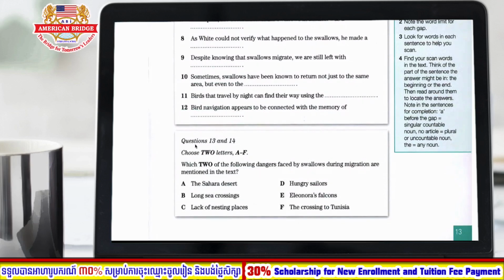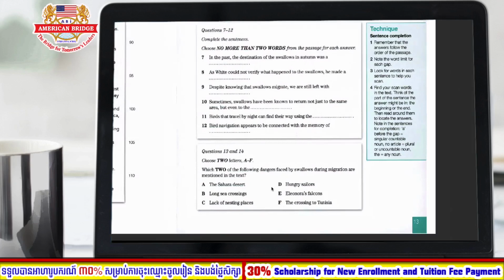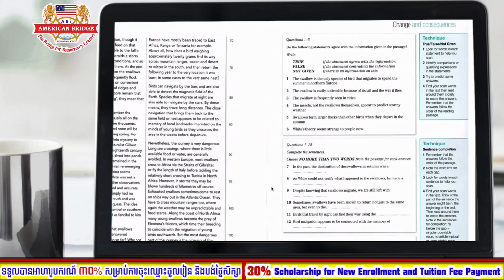Last but not least is this type of exercise, which is: which 2 of the following dangers faced by swallows during migration are mentioned in the text. So all of these are the keywords. So just find the exact 2 pieces of information in the reading passage. Those 2 pieces of information are the answer. So everyone, that's it for the scanning techniques.